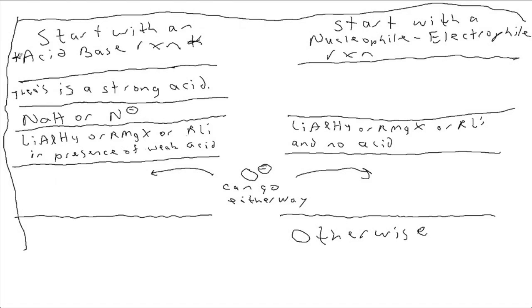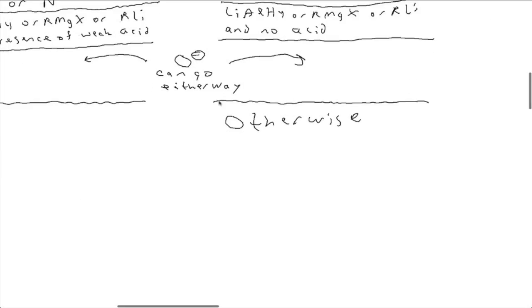This is a very simple hard and fast rule. If there's a strong acid, you definitely start with an acid-base reaction. But bases are kind of confusing, unfortunately. Bases can kind of go either way, depending on the conditions. But if there's a strong acid, you definitely start with an acid-base reaction. Okay, do you have that in your notes? As we go along, this might be a little confusing right now, but I think we'll be able to clarify it as we go.